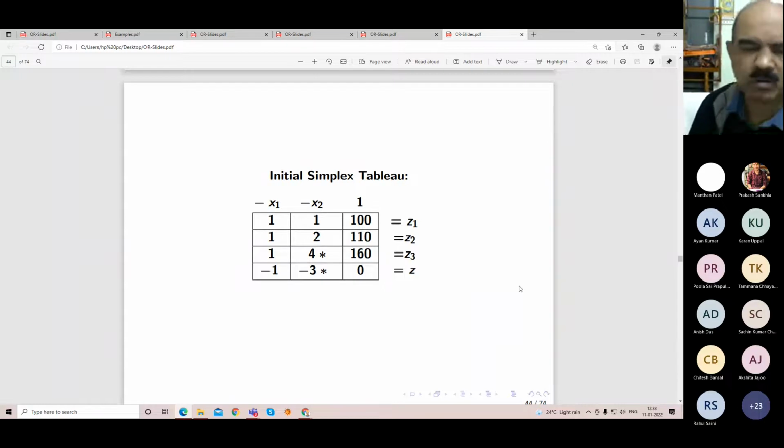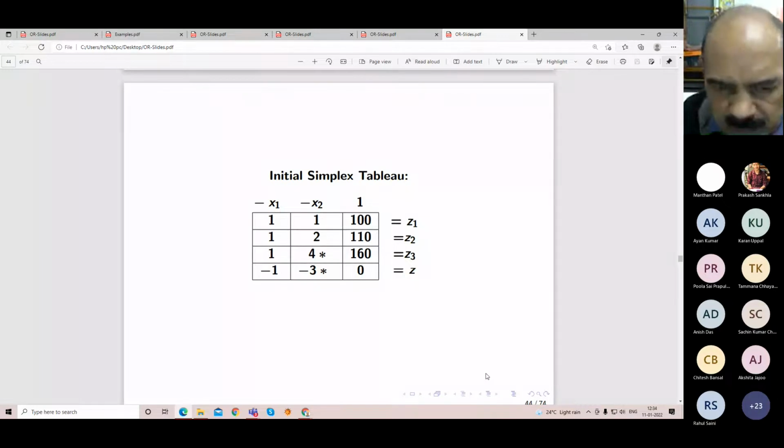Try to fill up the simplex table. Okay, so you have completed the table. Now I will tell you how to fill it up. In the next table, there is 4. With respect to that 4, there is a particular row. The row elements are 1, 4, 160. With respect to that 4, there is a column. The column elements are 1, 2, minus 3. Row elements are 1, 4, and 160, leaving aside the 4.